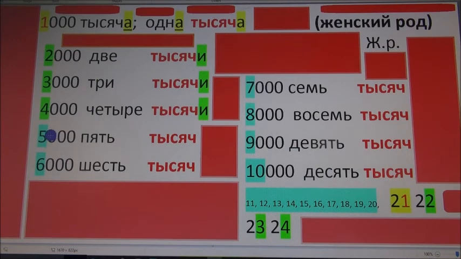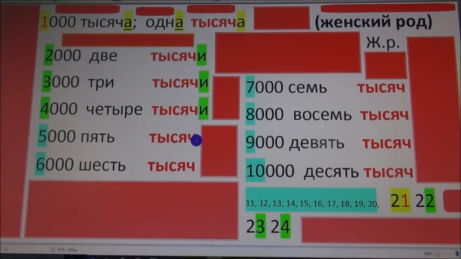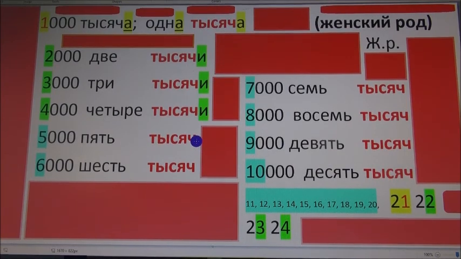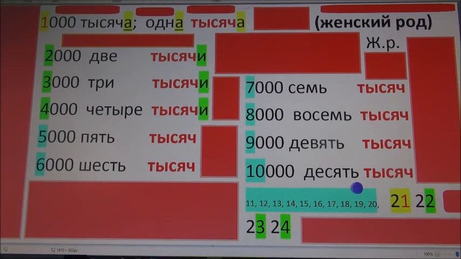All others, 5, 6, 7, 8, 9, 10, will not have an ending at all in feminine gender. 5,000, 6,000, 7,000, 8,000, 9,000, 10,000. And the same way will be from 11 to 20.